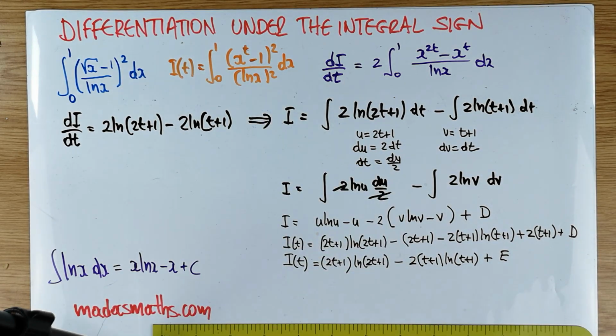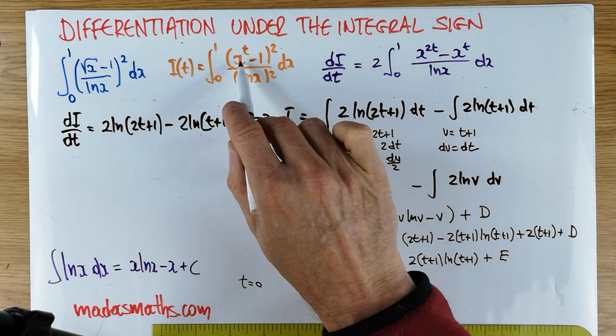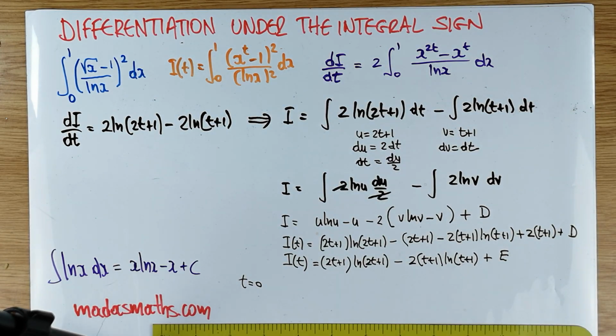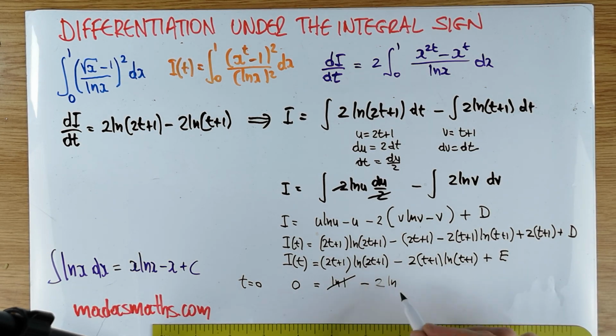Again, if we look at t is equal to 0, that will work nicely, because if I put t is equal to 0, I'm going to get 1 to the 0, which is 1. 1 minus 1 is 0. The whole integrand is 0. So my I of t, if I put t is equal to 0, becomes 0. And what do I get in there? I'm going to get 1 for this bit here. When I put t equal to 0, log of 1, which I'm going to cross out, minus 2 logs of 1 again, which is 0, plus e. So in fact, my constant e is 0. So I'm practically done now.